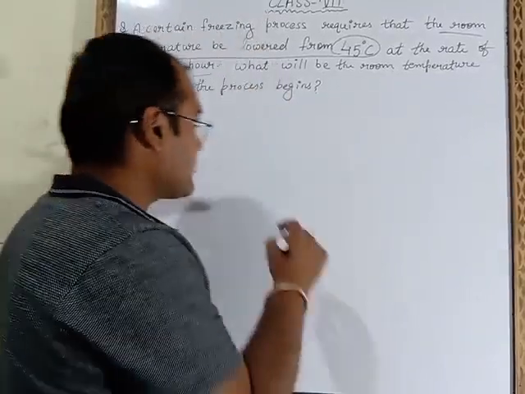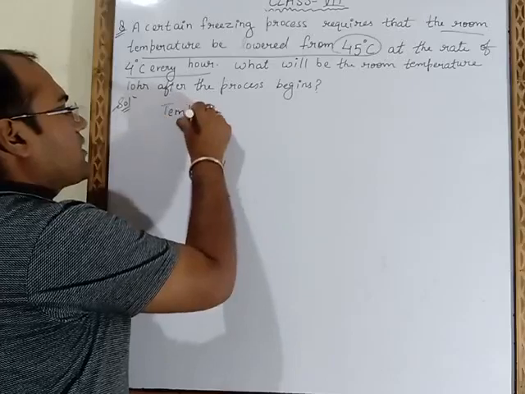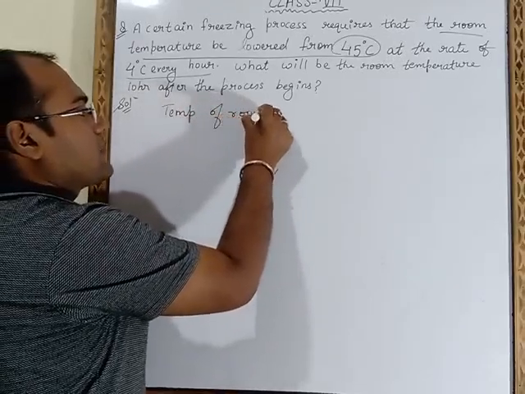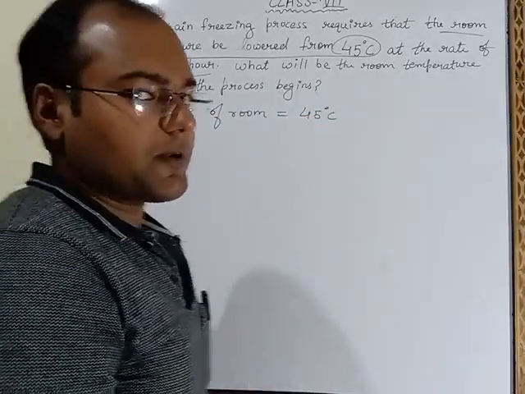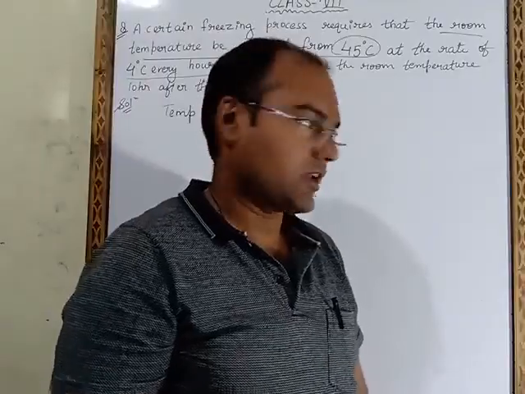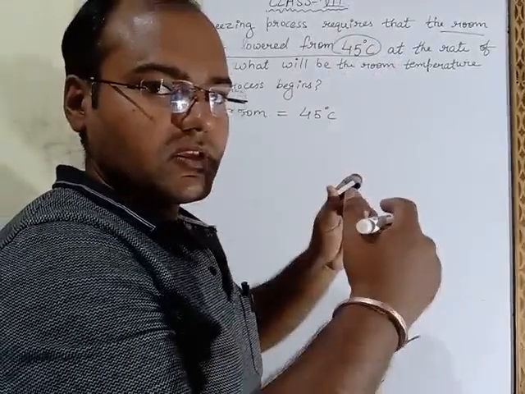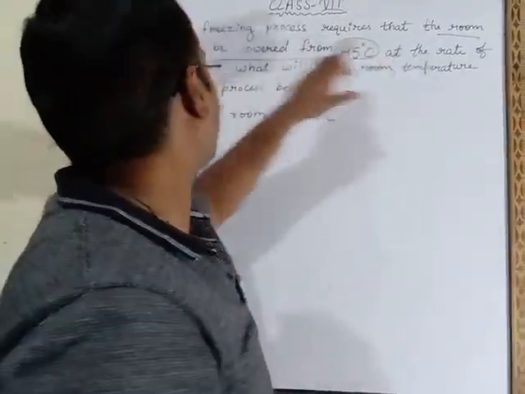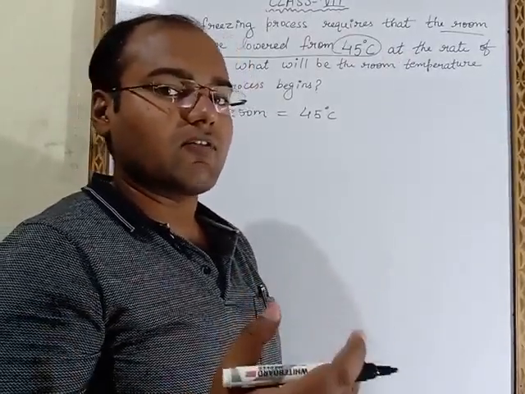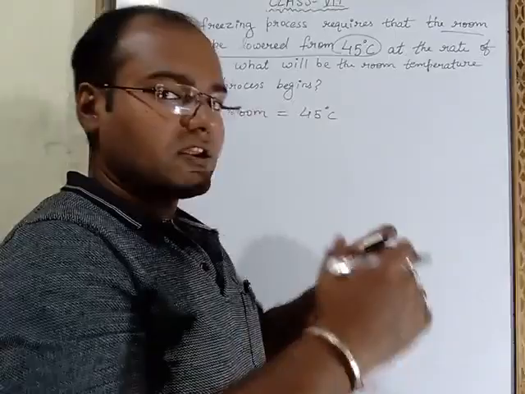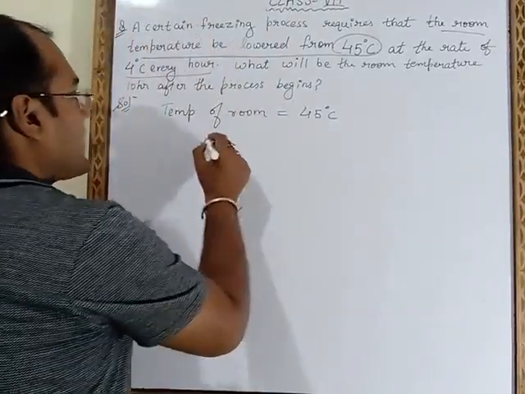This temperature has to be lowered from 45, which means now the present temperature of room is... What do you have to write? First of all, you have to write the temperature of room. How much is it given? 45 degrees Celsius is given, temperature of the room, or room temperature you can say. Then this temperature 45 degrees Celsius has to be reduced, lowered at the rate of 4 degrees Celsius every hour. What is the meaning of this? In every 1 hour the temperature of the room will get low. How much will it get low? 4 degrees Celsius it will get low. So what you will write here?